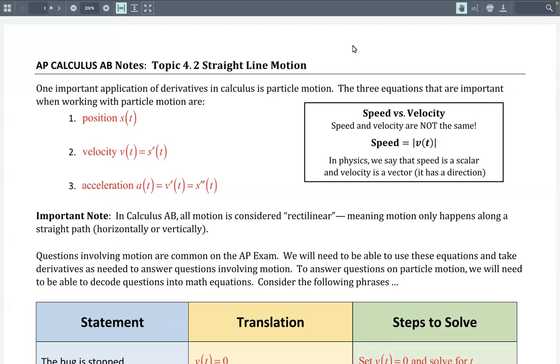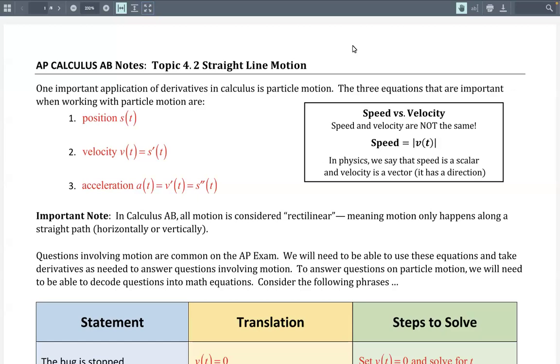Today's video regards AP Calculus AB or Calc 1 straight line motion. In AP Calculus, it's section 4.2, and it regards straight line motion, also known as rectilinear motion, or motion happening along a straight path, either horizontally or vertically. I would put this on my Mount Rushmore of calculus, where this is a very, very important topic.